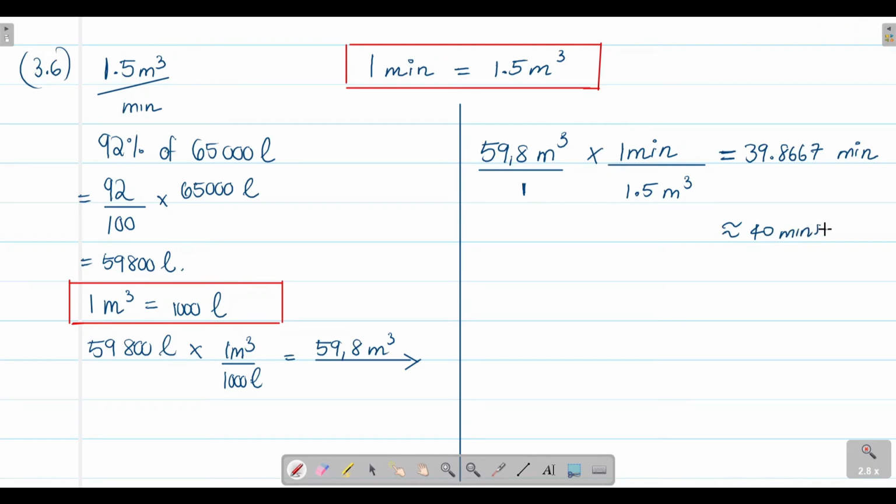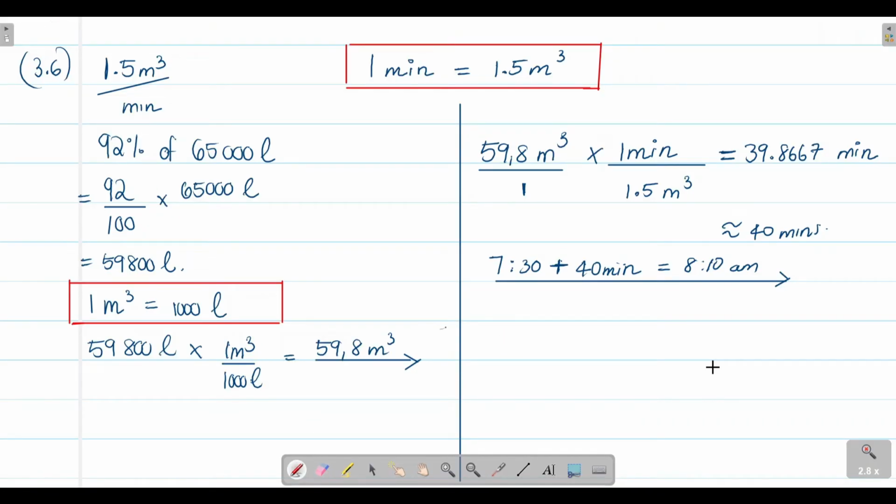So in other words, if you start filling the pool at 7:30 and you add 40 minutes, that means we would have filled up the pool to 92% of its capacity at 8:10 a.m. So what does this tell us? If you take 7:30 a.m. plus 40 minutes, that will leave you at 8:10 a.m.